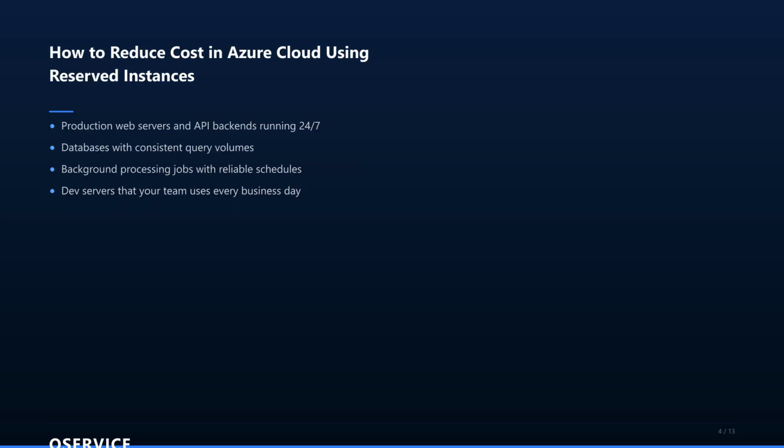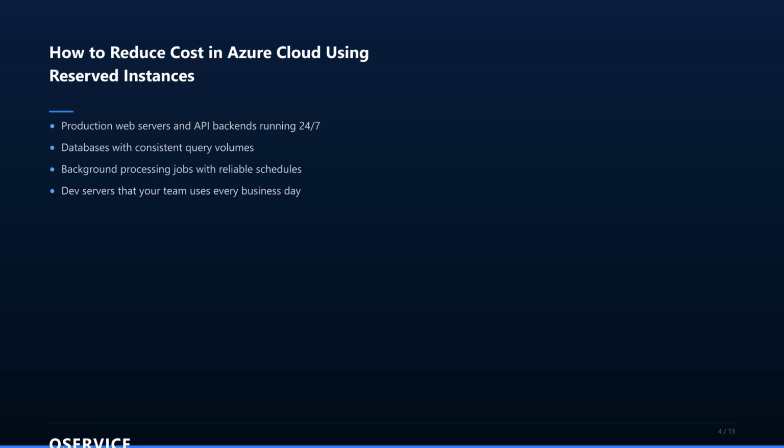How to reduce cost in Azure Cloud using reserved instances. Azure Reserved Instances, RIs, can save between 40% and 72% compared to pay-as-you-go pricing on the same virtual machine SKUs. That's not a marketing claim. It's published in Microsoft's own documentation on Azure Reserved VM instances.